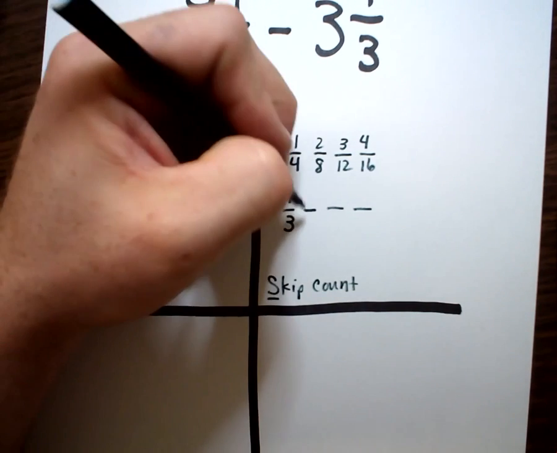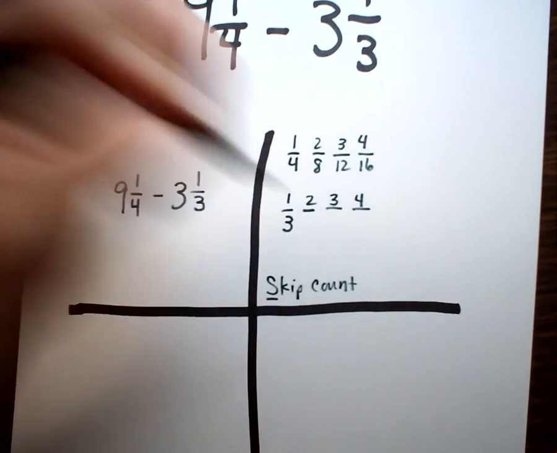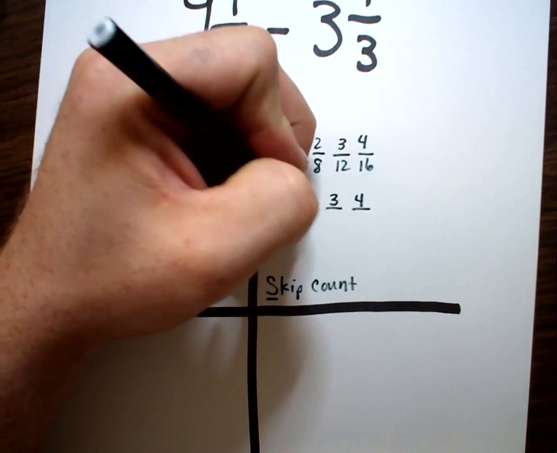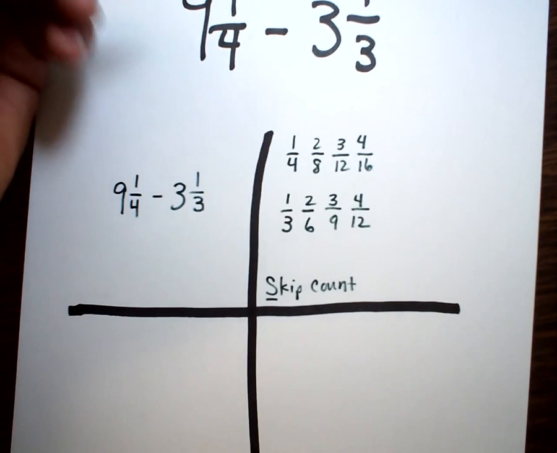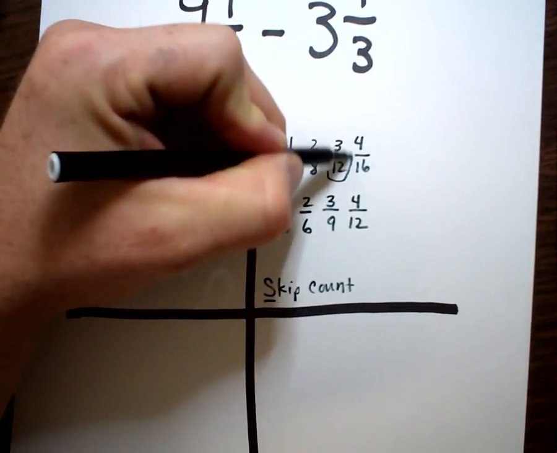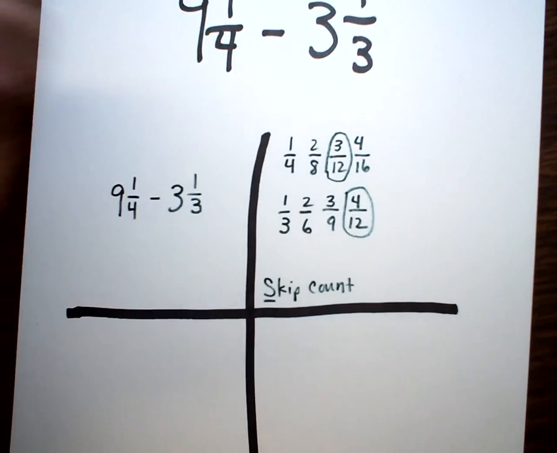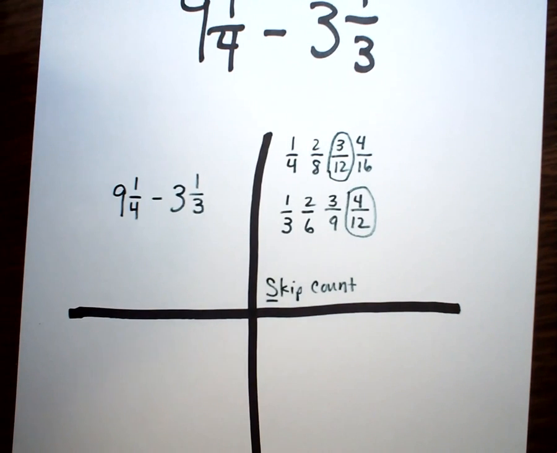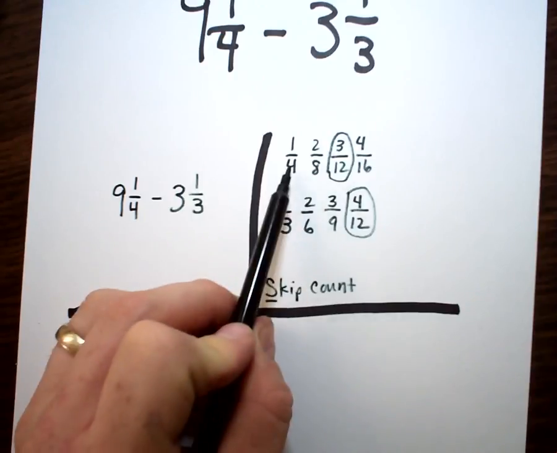All right, let's do 1/3. 1, 2, 3, 4. And then we're going to skip count by threes. 3, 6, 9, 12. I can see already what my common denominator is going to be. Do you see it? 3/12 and 4/12 both have 12 as the denominator. So I'm going to keep track of which one goes with which. 3/12 is equivalent to 1/4.